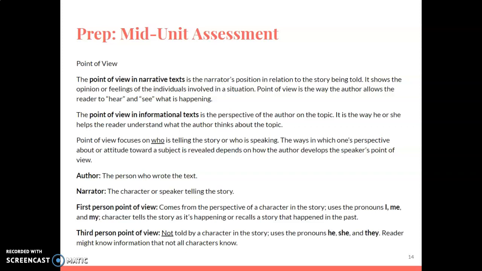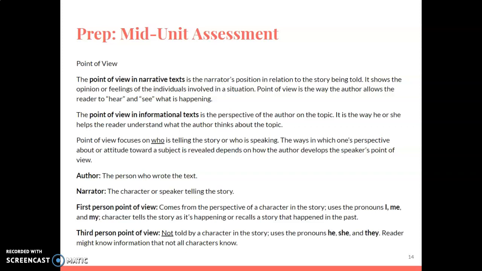Point of view focuses on who is telling the story or who is speaking. The ways in which one's perspective about or attitude toward a subject is revealed depends on how the author develops the speaker's point of view. Keep in mind, the author is the person who wrote the text, and the narrator is the character or speaker telling the story. We know that first person point of view comes from the perspective of a character in the story and uses the pronouns I, me, and mine. The character tells the story as it's happening or recalls a story that happened in the past.